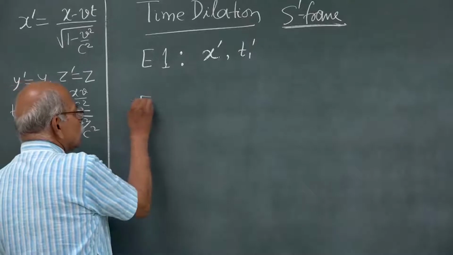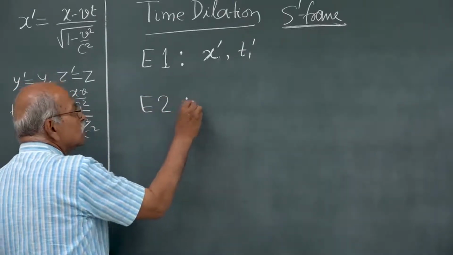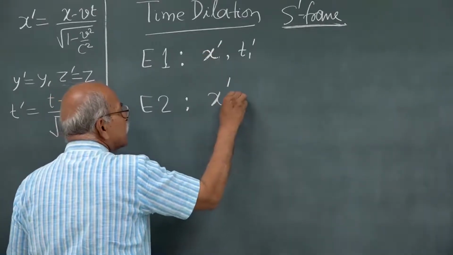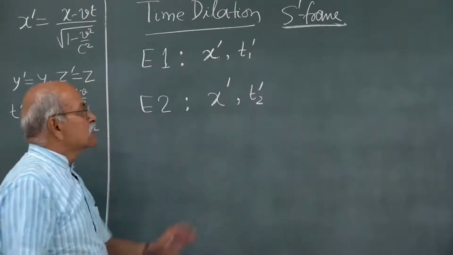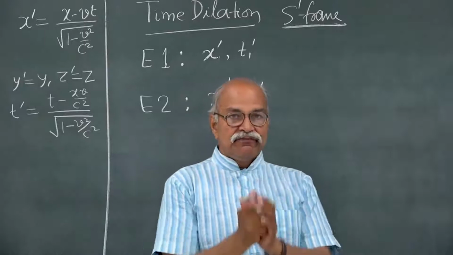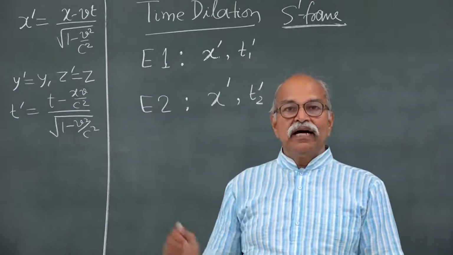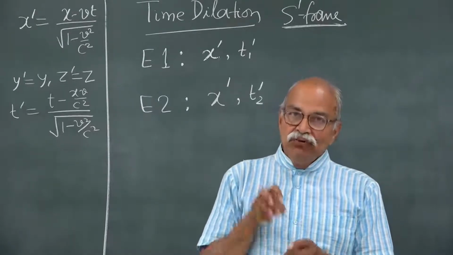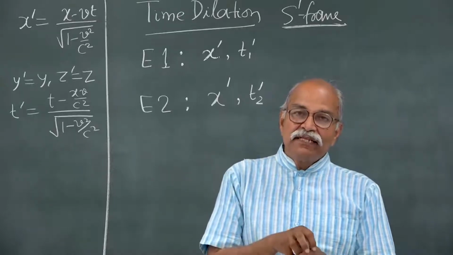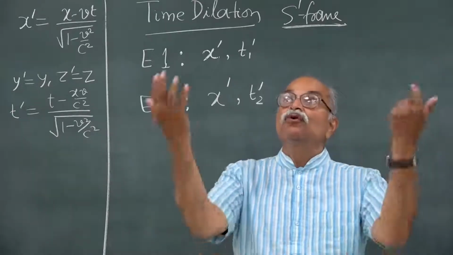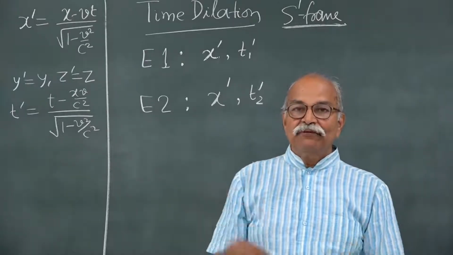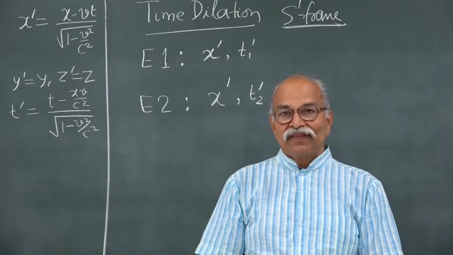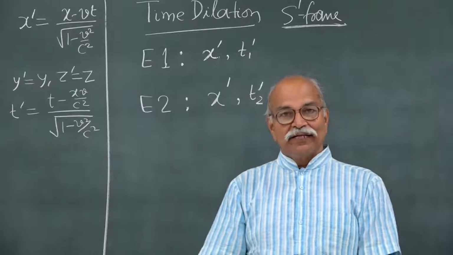Now, there is another event E2, and let us suppose that it happens at the same position. So, this x prime and this x prime are the same, but at a different, later time. Suppose I have a bulb here, and I put on the bulb, and after some time I put off the bulb. So, the two events have taken place at the same position in my frame, in this room frame for example. I am standing here, and at this place itself, after some time I said okay, done.